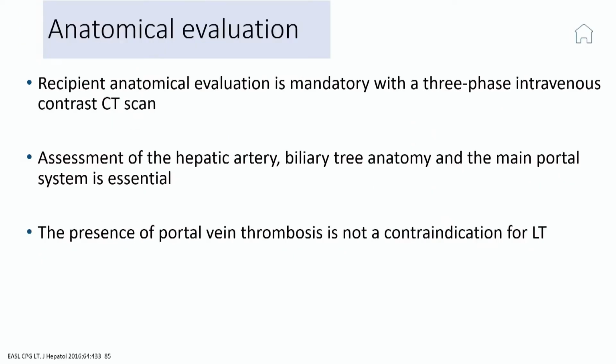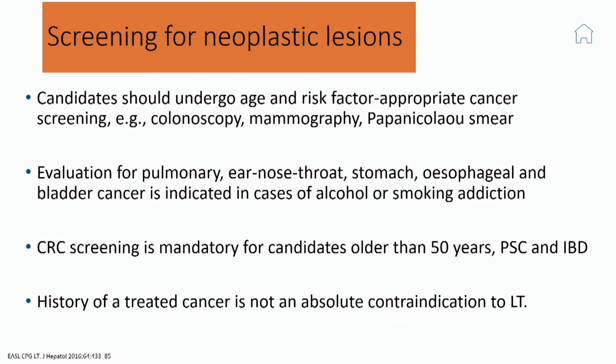We also need to evaluate anatomical variation. We need to assess the hepatic artery, biliary tree, and portal system by way of contrast CT. If the patient has portal vein thrombosis, again, it is not a contraindication. If the portal vein thrombosis extends to the mesenteric system, then it can be considered a contraindication.